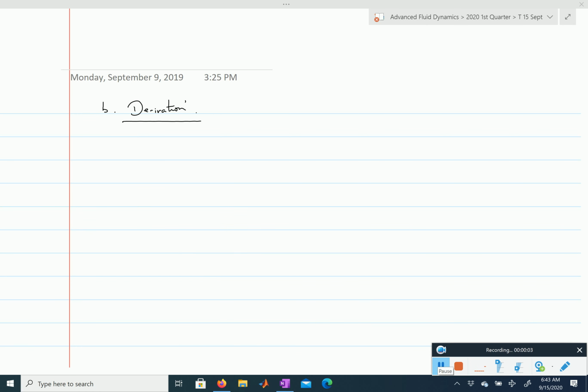So here we discuss the derivation of the material derivative. So remember that the material derivative tells us how a quantity psi changes with time, or what is the change of psi, so what is delta psi, when we follow a material element.